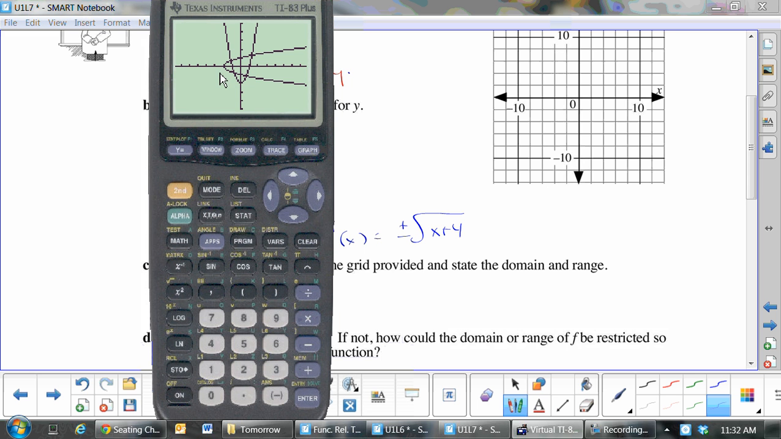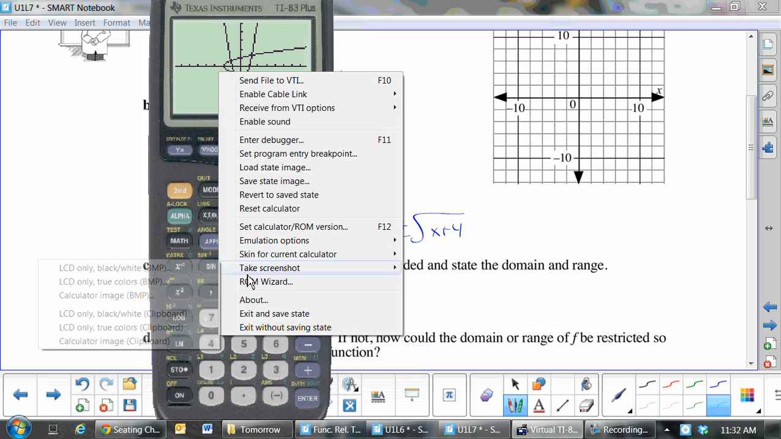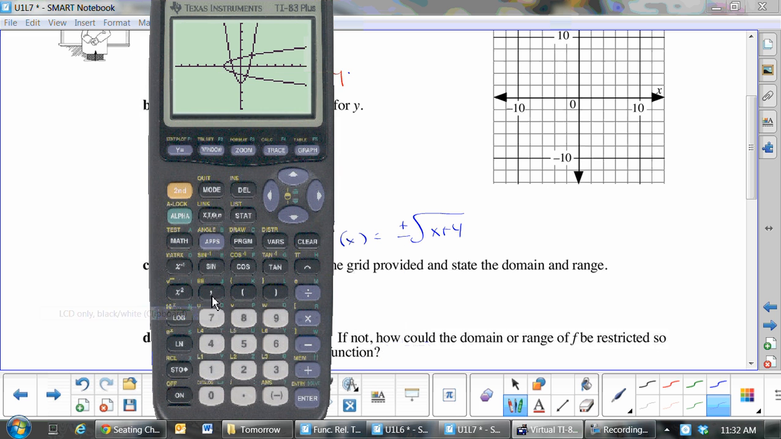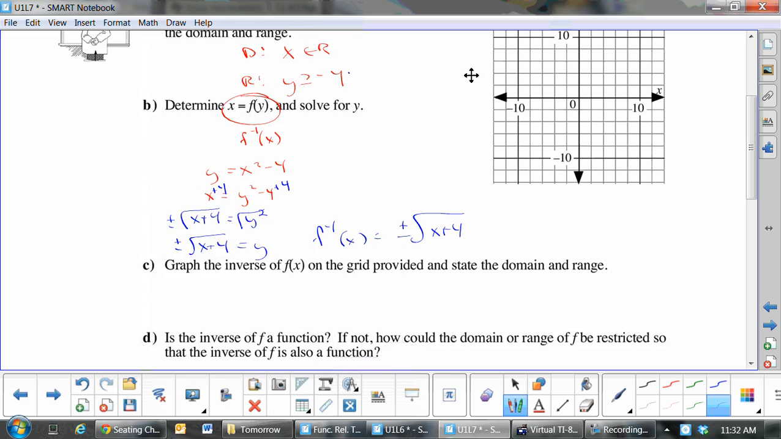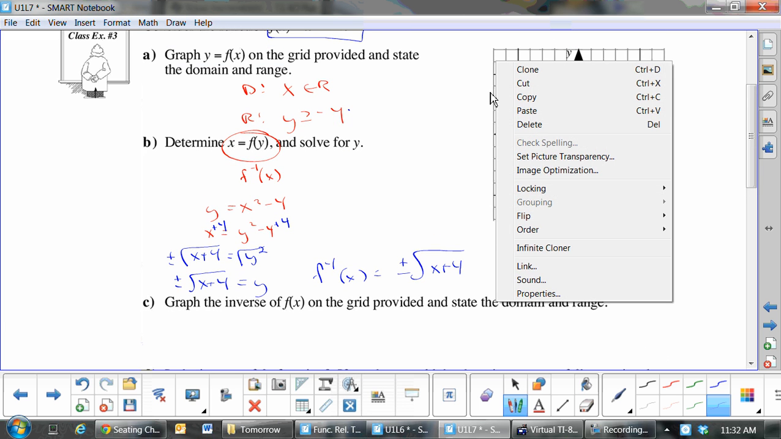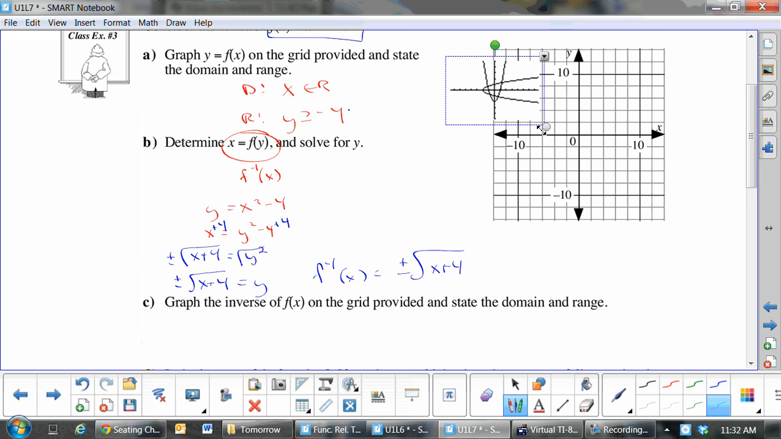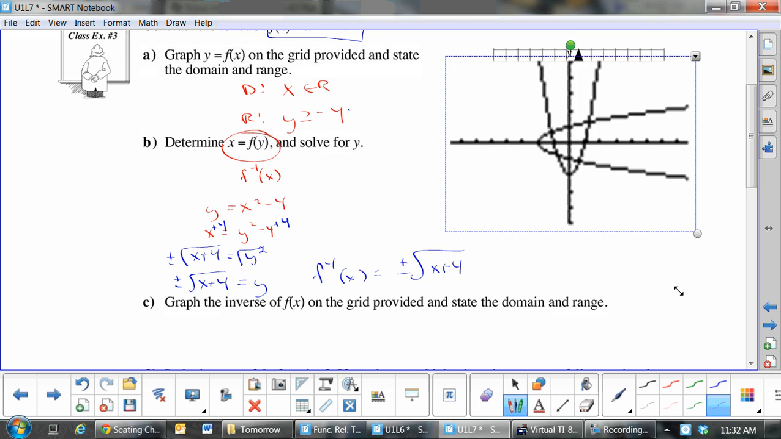So what you want to do is just right click, take a screenshot, black and white. Oh yeah, that's right, you guys don't have smartphones. And yours too can look this pretty.